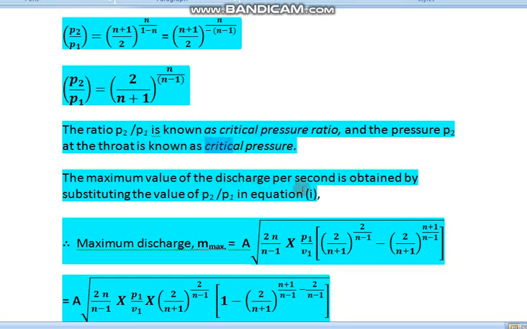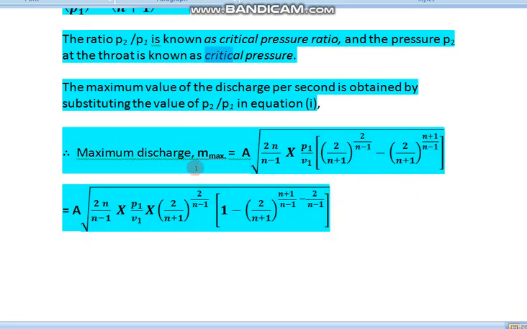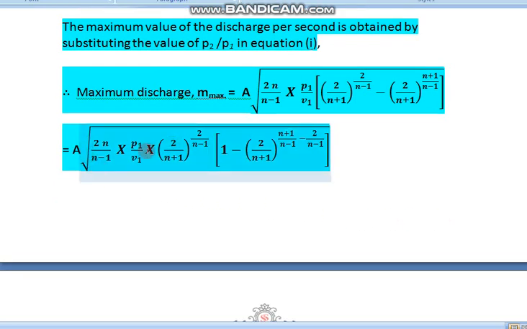Now the maximum value of discharge per second is obtained by substituting the value of P2 in equation number 1. So the maximum discharge m max equals a square root 2n by n minus 1 into p1 by v1 in bracket (2 by (n plus 1)) to the power 2 upon (n minus 1) minus (2 upon (n plus 1)) to the power (n plus 1) upon (n minus 1). Further, a square root 2n by n minus 1 into p1 by v1 into (2 upon (n plus 1)) to the power 2 upon (n minus 1) we have taken out, so it is 1 minus (2 upon (n plus 1)) to the power ((n plus 1) upon (n minus 1) minus 2 upon (n minus 1)).